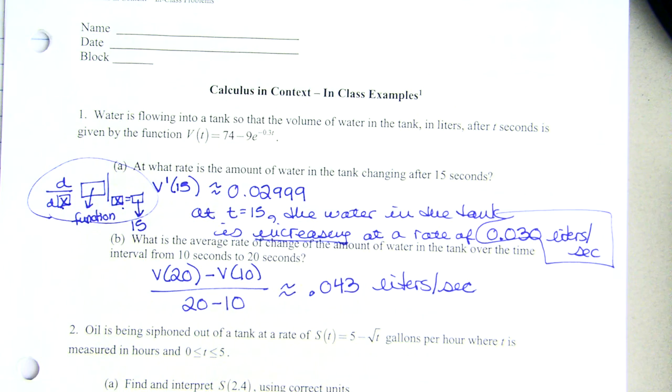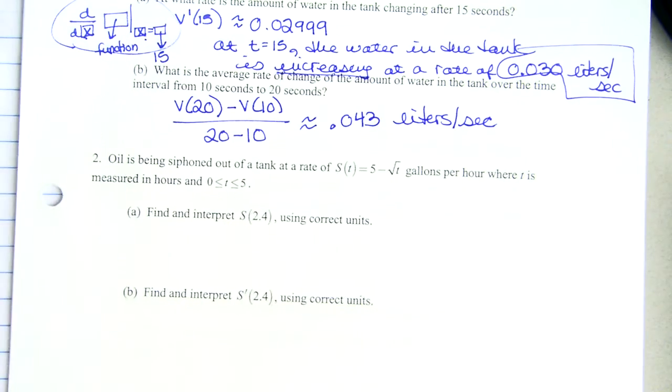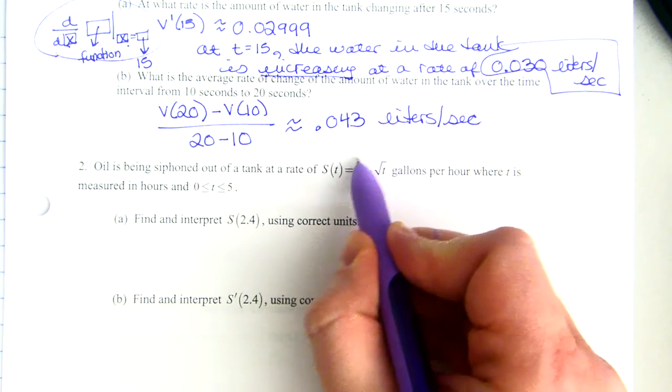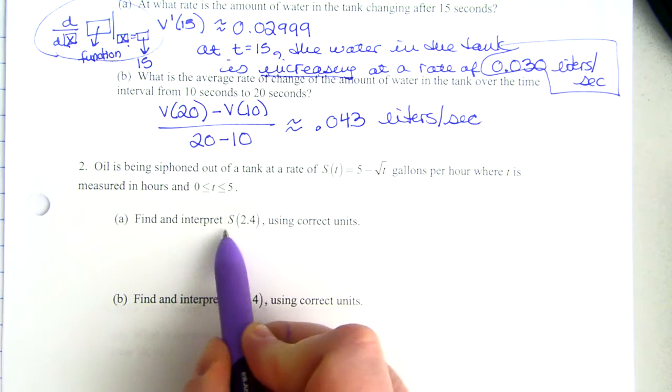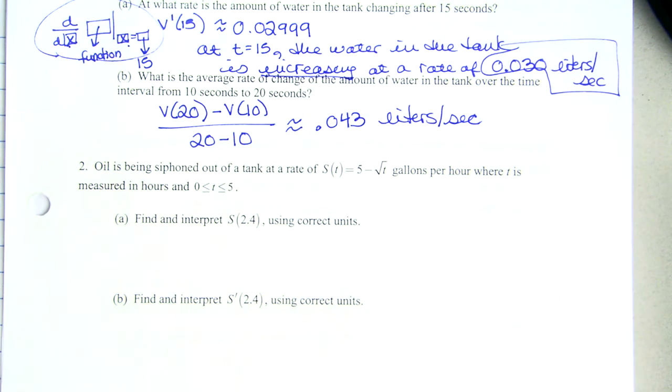Question number 2 is a little bit different. Please take a moment, read question number 2, and see if you can store the function in the calculator and get a value of s of 2.4, not s prime, just s of 2.4, and then we'll talk about what it means and get the units.